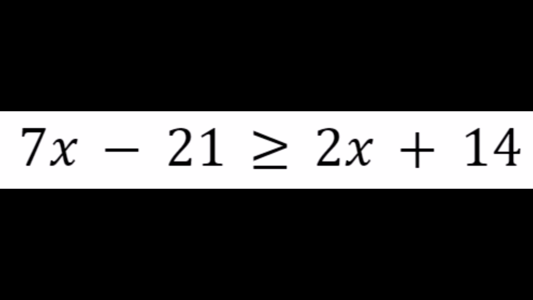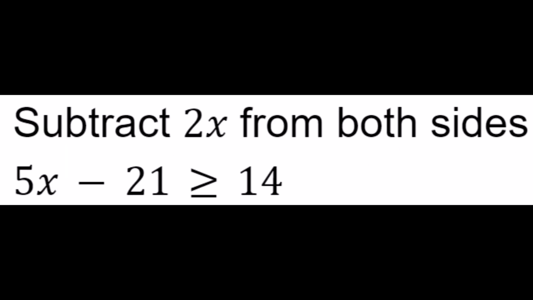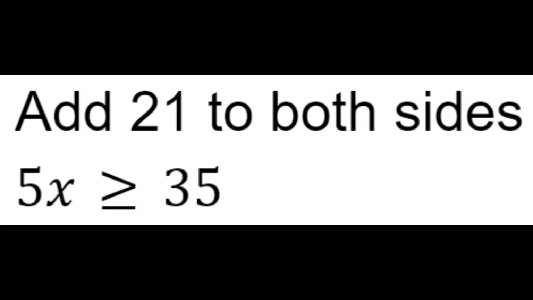Now, let's go over an example. 7x minus 21 is greater than or equal to 2x plus 14. Subtracting 2x from both sides gives us 5x minus 21 is greater than or equal to 14. Then you add 21 to both sides to get 5x is greater than or equal to 35. The last step, dividing by 5, gives you that x is greater than or equal to 7.